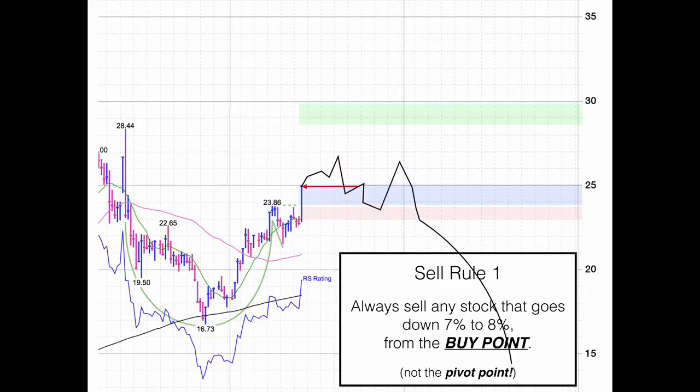Why? Well, you're trying to avoid this. You don't think that can happen? Look to the left side of that chart. These stocks can and will drop 50%. You have to get out of them. They will do this to you, and you have to avoid this. That's the whole purpose of sell rule 1, to not do significant damage to your portfolio.